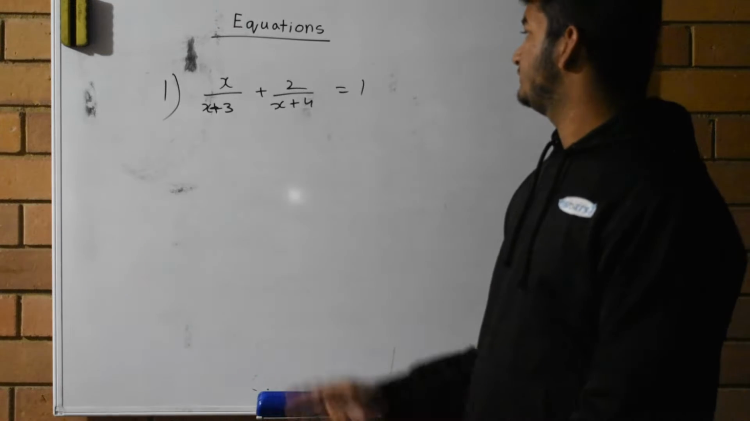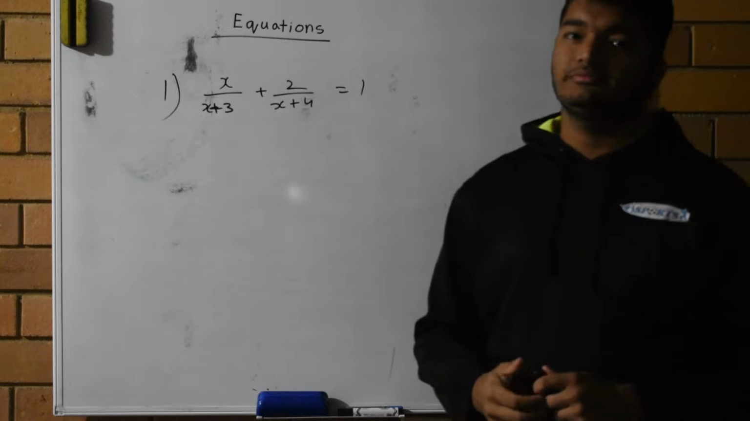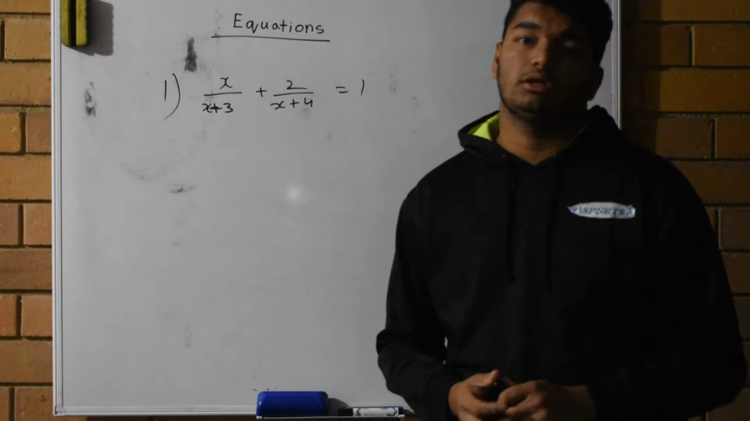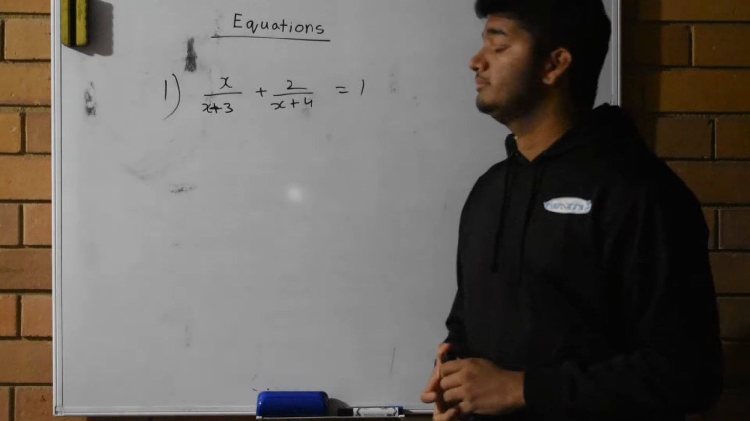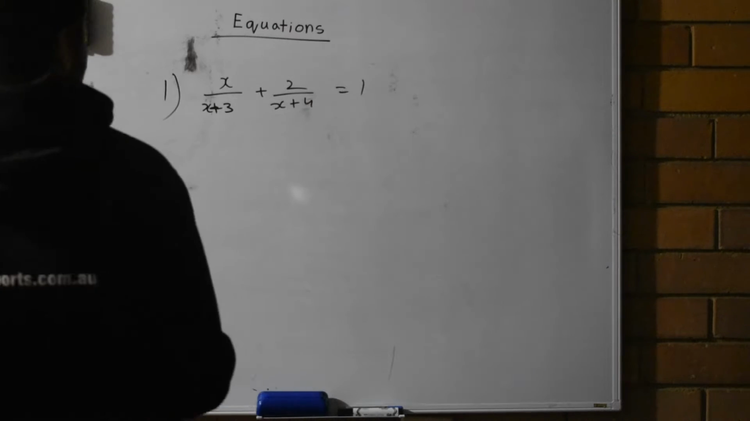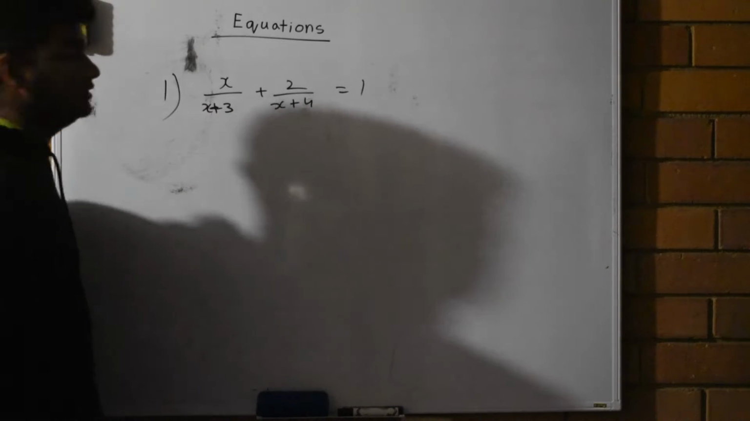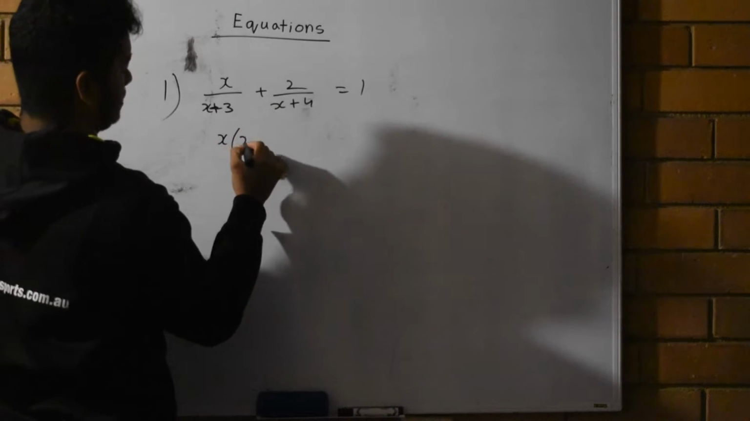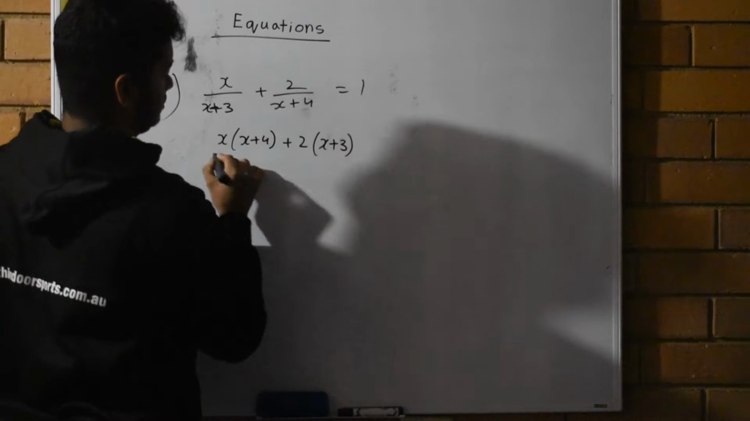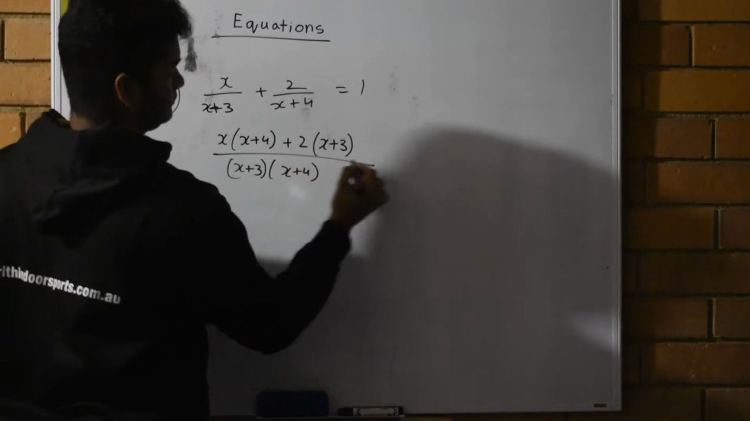Alright guys, so the first problem for today is this one here, just a basic sort of problem. Have a go at it and please tell me how you went, if you've already solved it, but stick around for the solution. So straight up, you're just going to make the denominator common, so that'll be x plus 4 plus 2x plus 3 to the term, and this is going to be x plus 3, x plus 4, gives me 1.